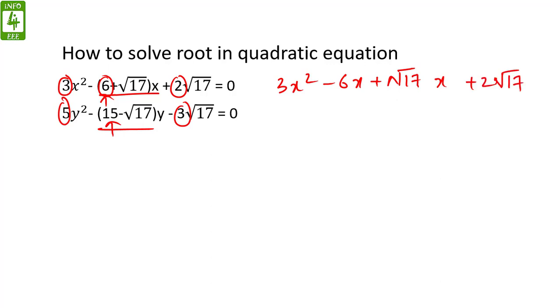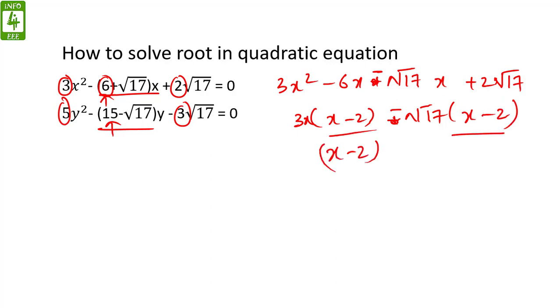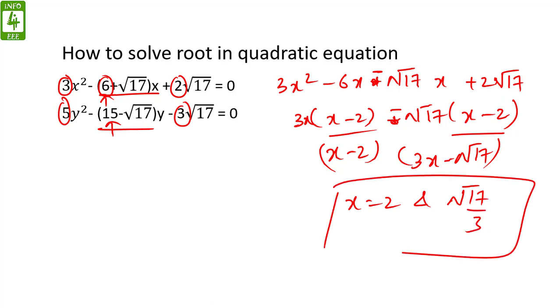Okay, you can take 3 common here, and it will give you 3x common. This is x minus 2, and you can take root 17 common here, or this will be again negative. You can take minus root 17 common, which is x minus 2, right? So x minus 2 is common, and the rest one is 3x minus root 17. So x equal to 2 and root 17 by 3, right?